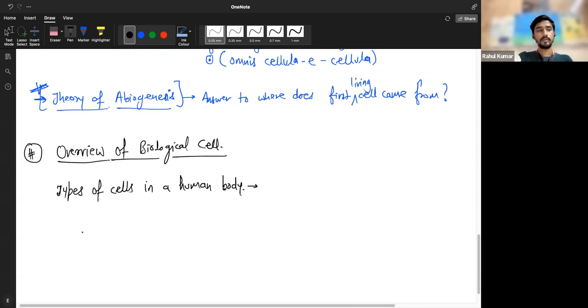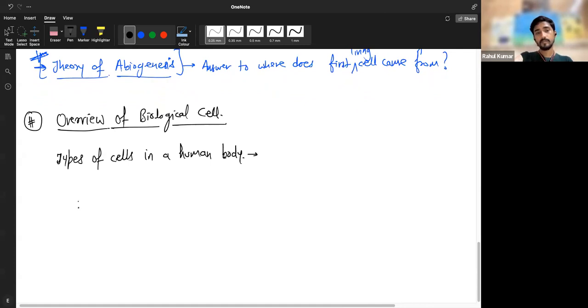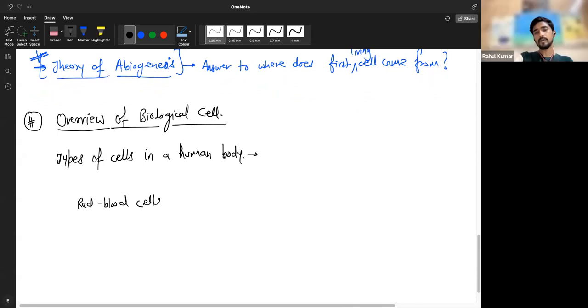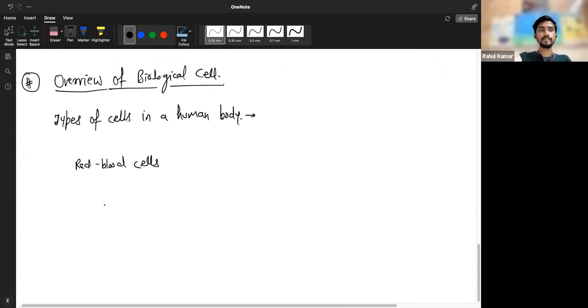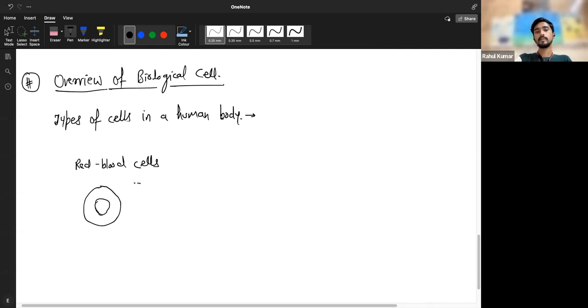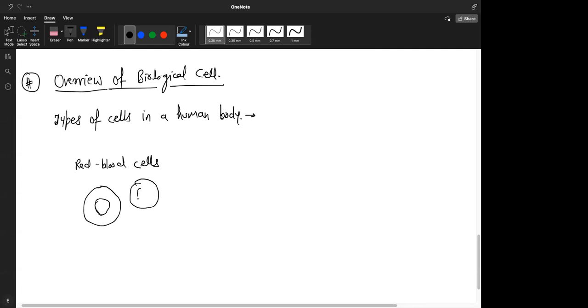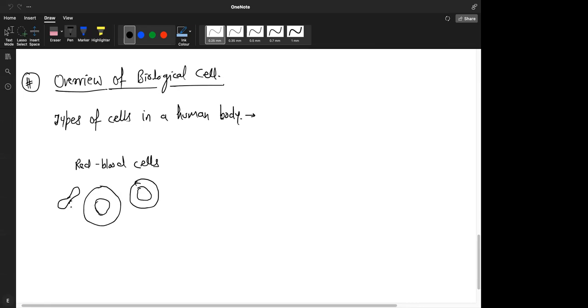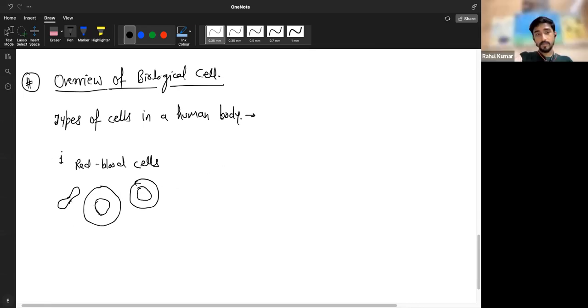Let me start with something. Do you have red blood cells in your body? Yes, red blood cells. And how do red blood cells look like? They are round. They do not consist of a nucleus. Yes, they do not have a nucleus. And they look something like this, right? If you look at it from the side, they will look broader towards the end, thinner towards the middle, right? Yeah. This is one type of cell you have in your body.